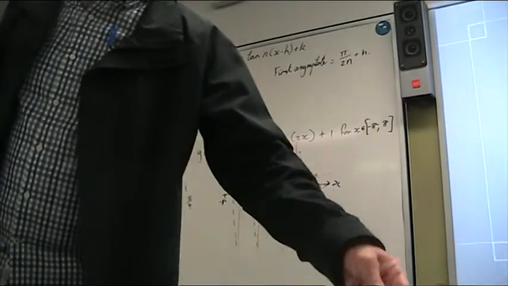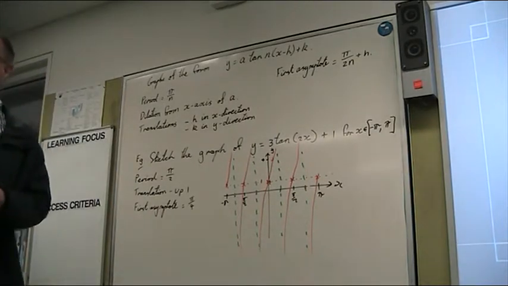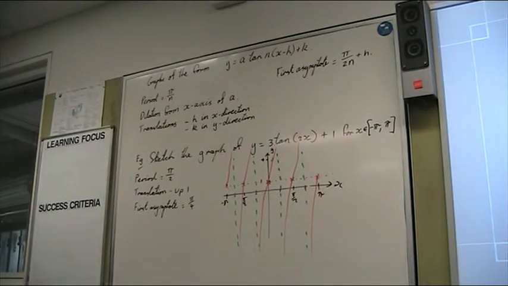So if you include the translation, is the key point pi on 4n plus k? Yeah, it sounds right. And then there's the h for in the y direction.